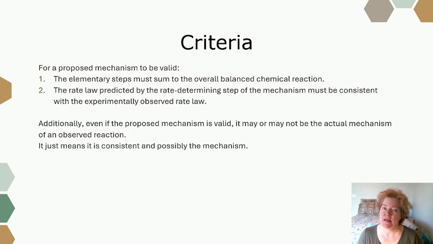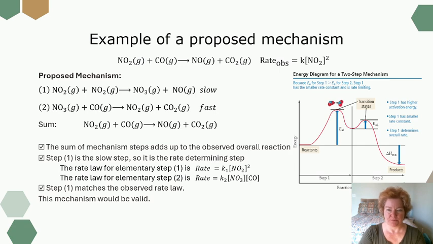If both of those things are true, then at least what I can say is I have a valid mechanism. It's not the correct mechanism. I don't know that it's the correct mechanism. I can't actually watch the molecules reacting, and I will never know, but I can say I have a mechanism that is consistent. It's a valid mechanism for the observed reaction, and that's still very helpful for us. If one of these things is not true, then I know that's not the mechanism. So that's how we begin. Let's go through some examples.